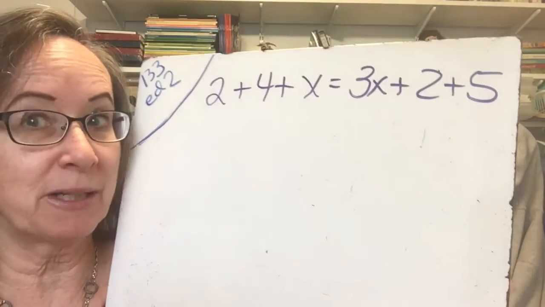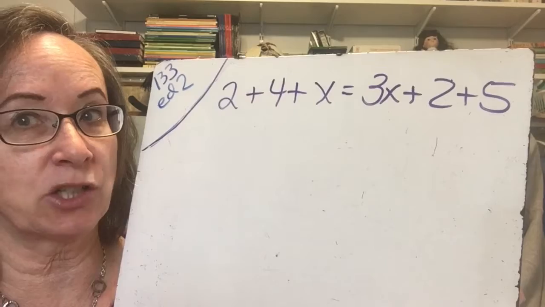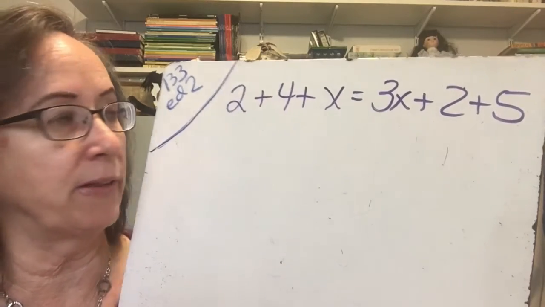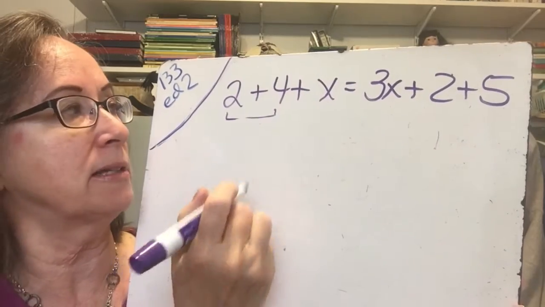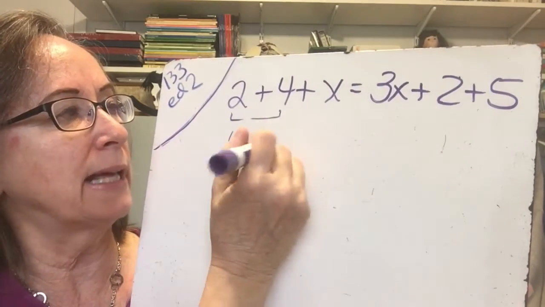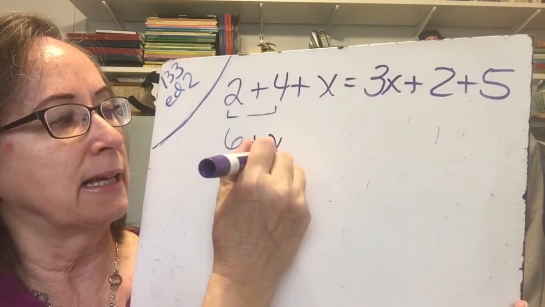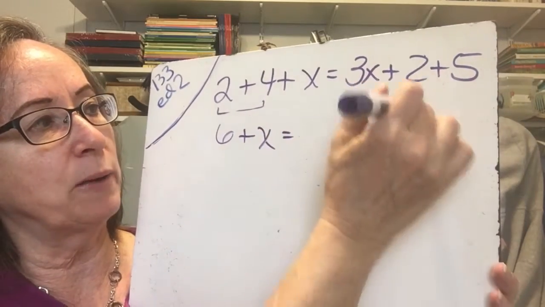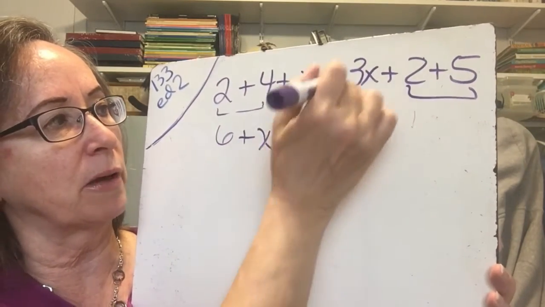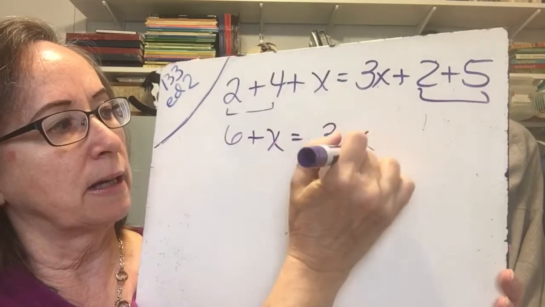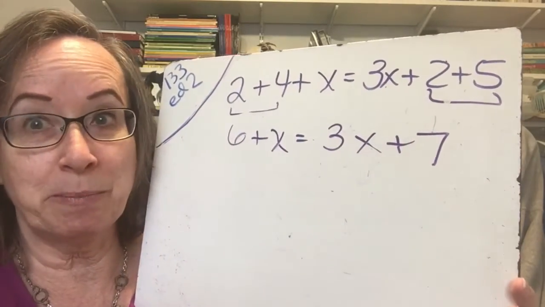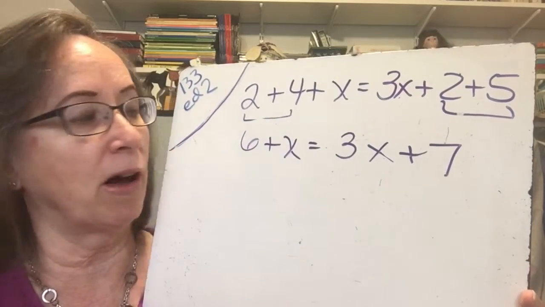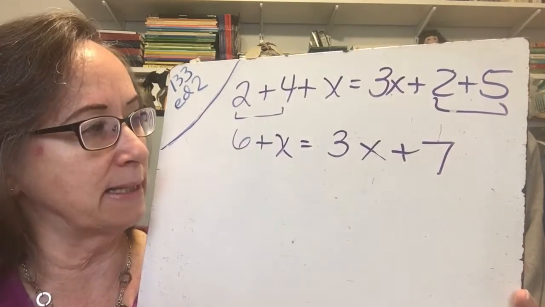Okay, so the first thing we're going to do is gather our like terms on each individual side of the equation. So on the left, we have a 2 and a 4 that are constant terms. So 6 plus the x equals. On the right, we have 2 constant terms. So 3x plus 2 plus 5 is 7.